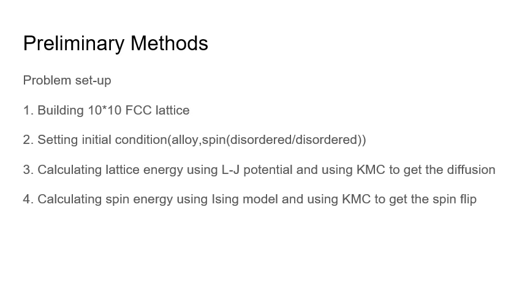For the preliminary result, we first build up a 10 times 10 FCC lattice, as 50 times 50 takes too much time. Initially, we have a random alloy and random spin, as we assume that the spin energy has no influence on the diffusion process. We first calculate the lattice energy using the Lennard-Jones potential and use KMC to get the diffusion. Then we calculate the spin energy using the Ising model and use KMC to get the spin flip.